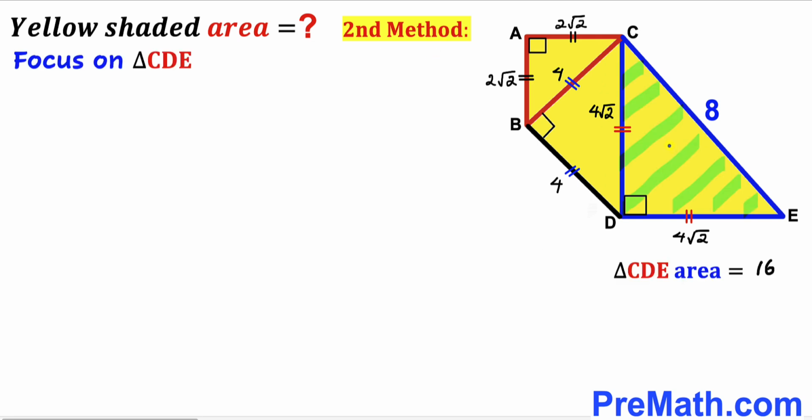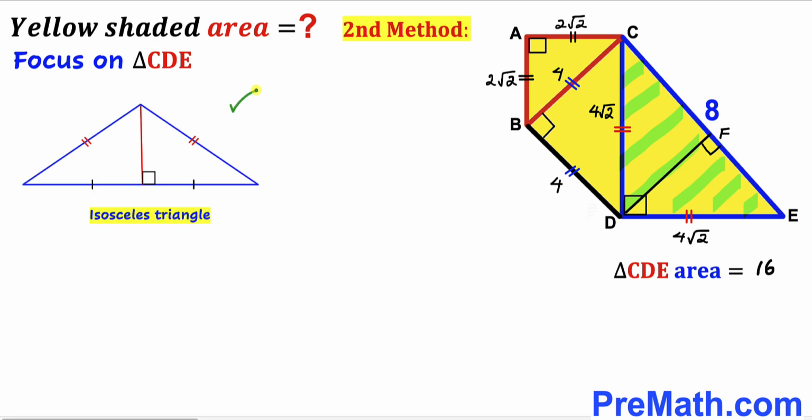And now let's focus on this right triangle CDE. And we know the area of this triangle is 16 square units. We already figured it out. And in this next step, I have dropped this perpendicular DF on this side EC. And let's recall this crucial fact. Let's focus on this isosceles triangle, since this side length is equal to this side length. And this is our perpendicular. And this perpendicular is going to bisect this side into two equal parts. This side equal to this side.